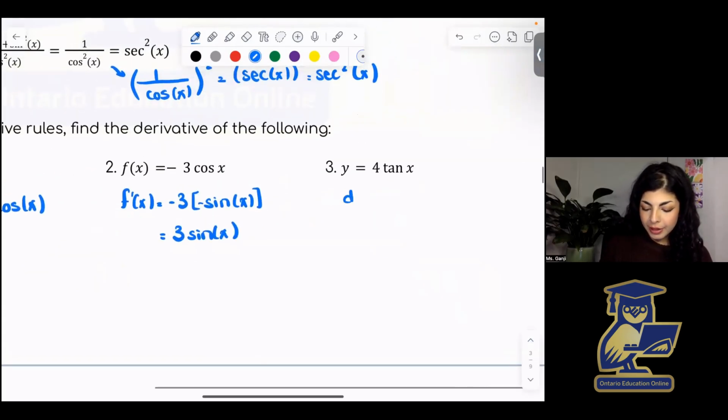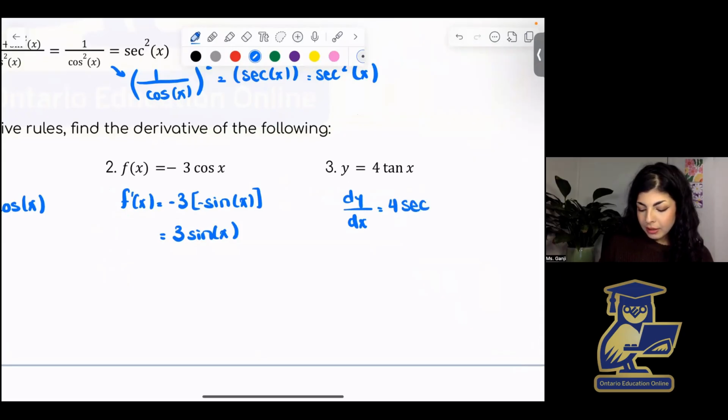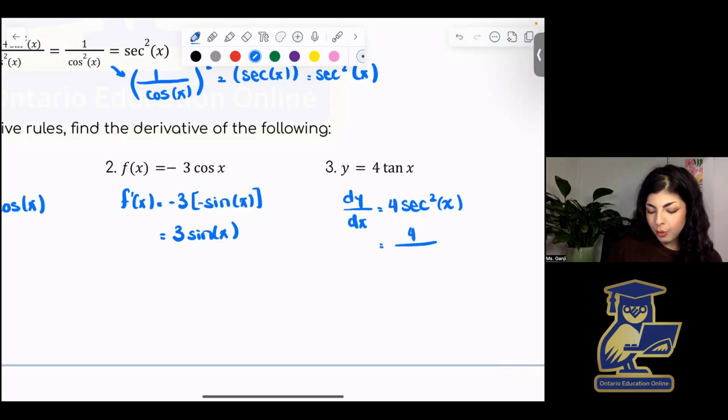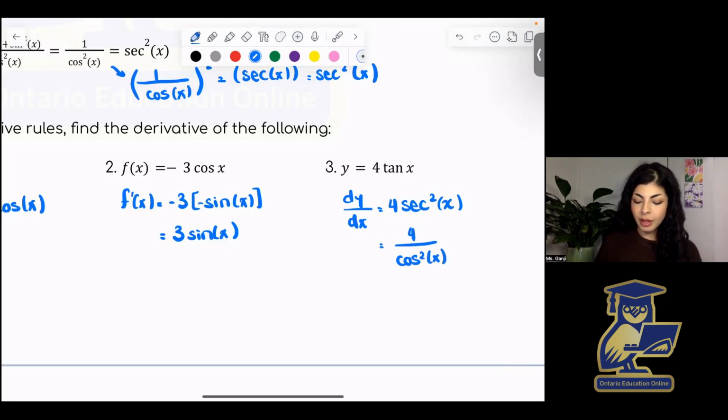And finally here, dy by dx, we have 4 secant squared of x. And again, the 4 just stays, and our derivative of tangent is secant squared of x. And this is also equal to 4 over cosine squared of x.